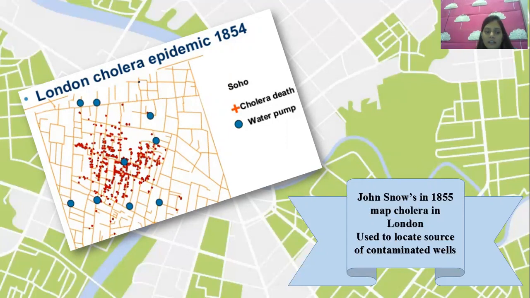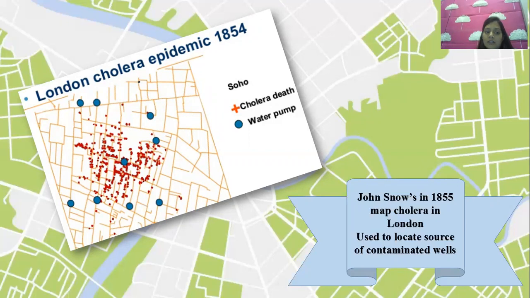In the center of the image you can see small red dots, which are cholera deaths, where the cholera deaths occurred. Through this, he calculated that where the cluster of red dots is larger, there can be the source of a contaminated well. The cluster where the red color is more, the death rate is more, and near that cluster is the source, where the well is contaminated and the water is not good.